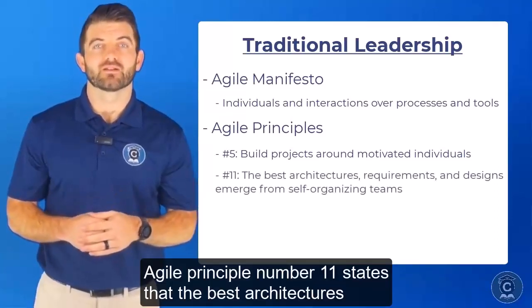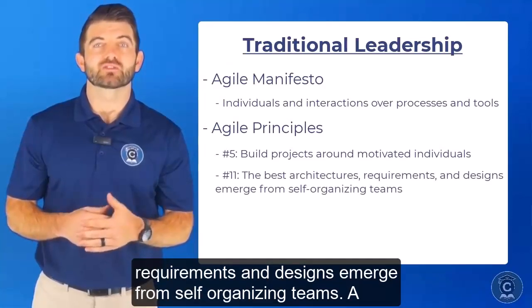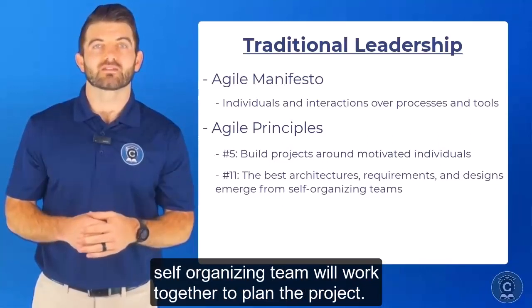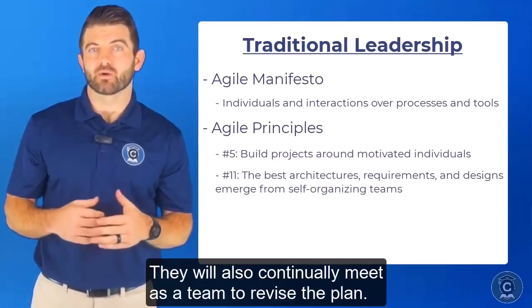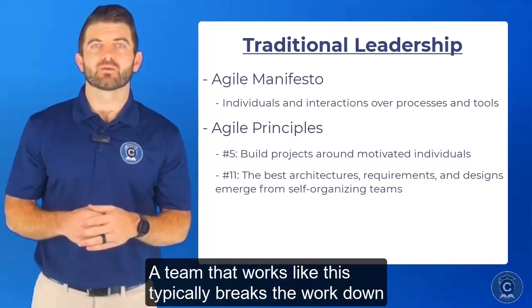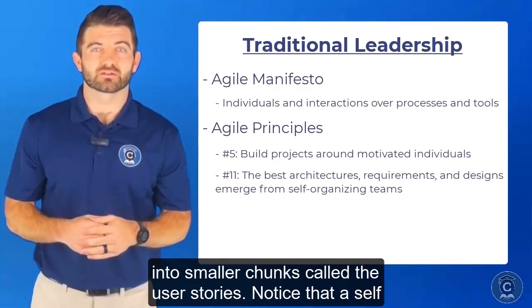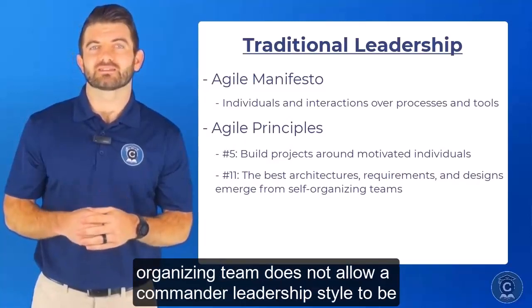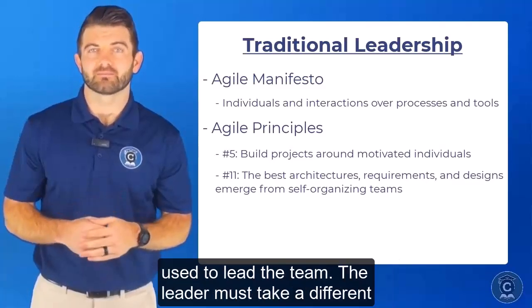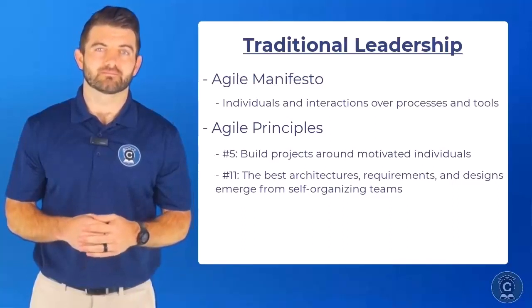Agile principle number 11 states that the best architectures, requirements, and designs emerge from self-organizing teams. A self-organizing team will work together to plan the project. They will also continually meet as a team to revise the plan. A team that works like this typically breaks the work down into smaller chunks called user stories. Notice that a self-organizing team does not allow a command leadership style to be used to lead the team. The leader must take a different approach when applying an Agile methodology.